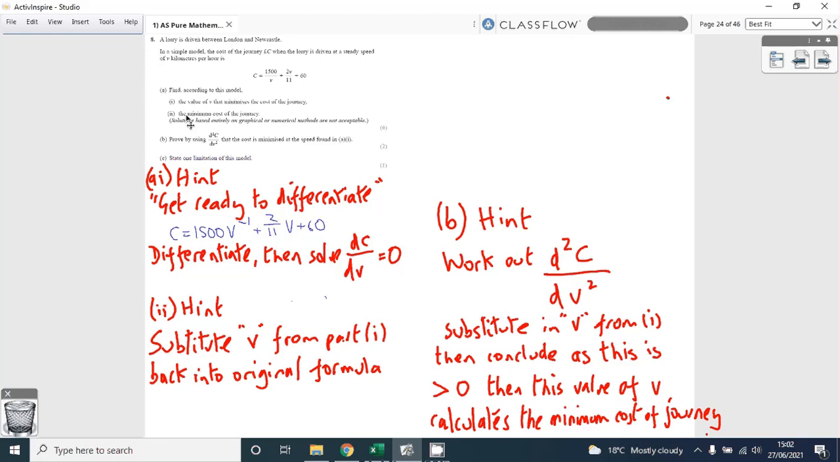Now for part 2, find the minimum cost of the journey. There you just need to take your value of V from part 1 and substitute it back into the original C formula. Now part B, it's telling you to work out d2C/dV squared, so you differentiate the differential, substitute the value of V from part 1 into this second differential, and given that this is greater than 0, you can conclude that this value of V calculates the minimum cost of the journey.